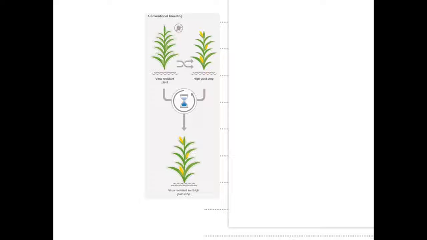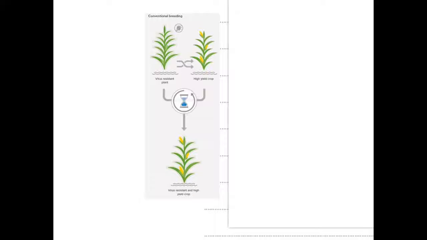Basically, for example, look here, we've got one plant that is resistant to a virus, so it has genes which make it resistant, and one plant here which produces a high yield of crop, produces lots of crop. So the idea is that you could transfer the pollen from one plant to another and produce seeds, and hopefully some of those seeds will contain both those characteristics, and then you'd breed from those plants.